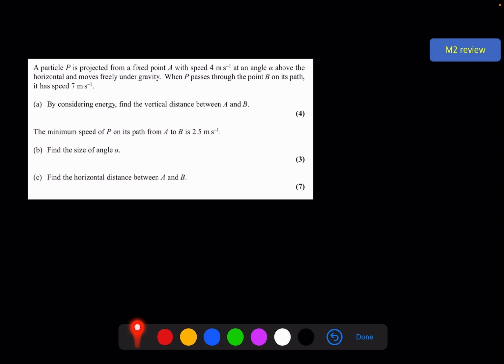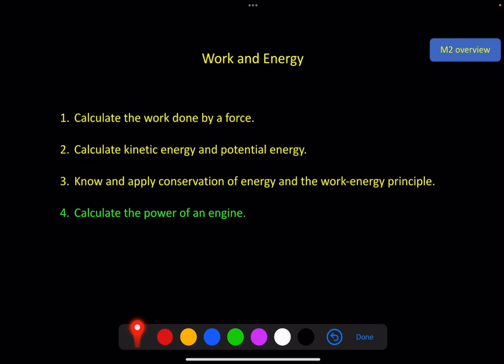If you pause the video and you tried that yourself and you want to be sure that your answers are correct, the angle alpha should be 51 degrees and the horizontal distance between A and B should be 2.5 meters to two significant figures. If you didn't get those answers and you'd really like me to go through them, drop a request in the comment section and I'll go through those two on a separate video.